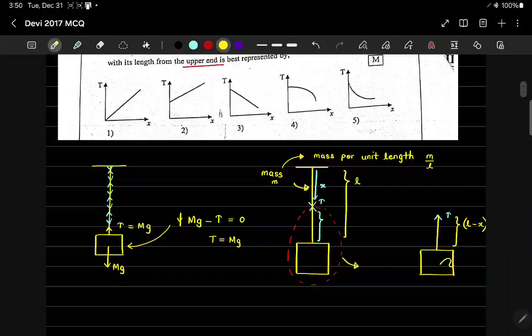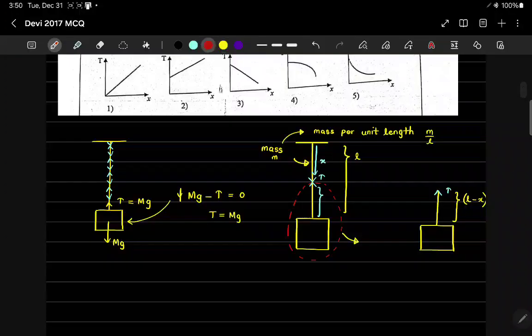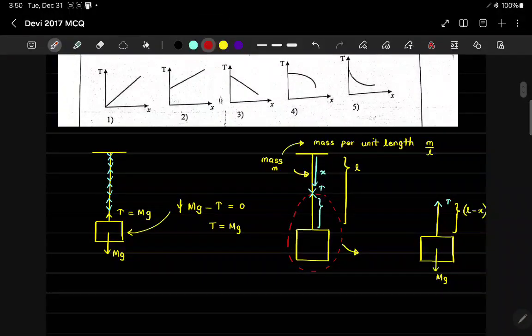Now, what would be the forces actually acting here? We have mg, which is the weight of the mass they have given, the object. And also we have another force, the weight of this string. Now what would be the weight of the string of this portion? L minus x, which is the length of the string, times the mass per unit length, times g. That would give the weight of this portion.